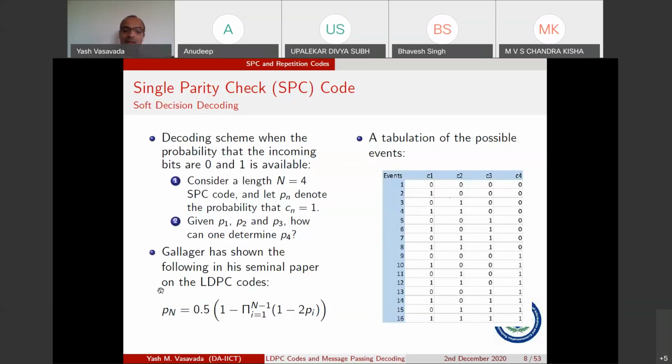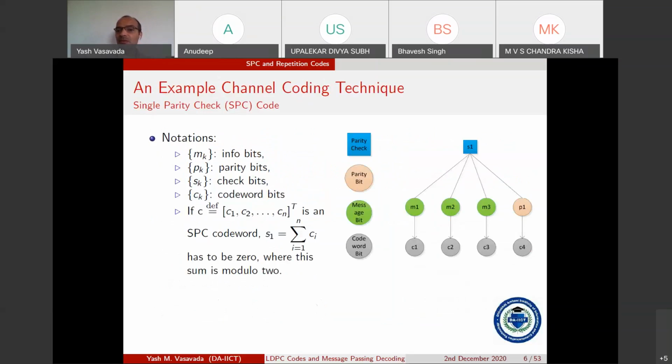Anyways, the derivation is kind of a sidetrack. The main point is that this type of calculation is possible at this supervisory node.